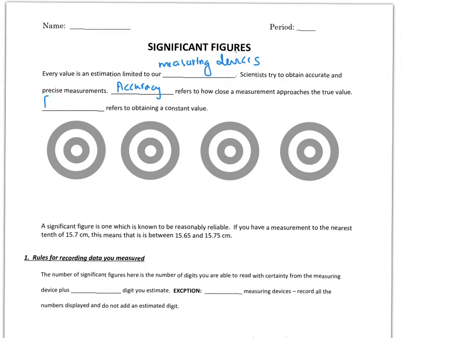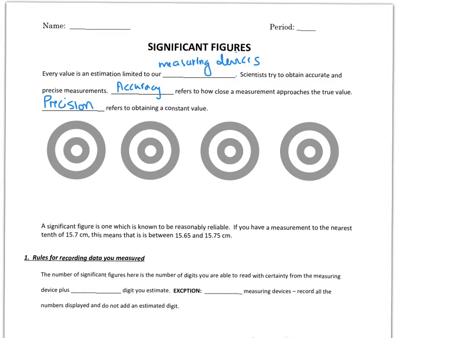Whereas precision refers to obtaining a constant value. In science, it's not okay to just measure something one time. We have to keep repeating our measurements and make sure that we are getting the same values. If you keep measuring it and getting the same value, that means that it's a precise measurement.